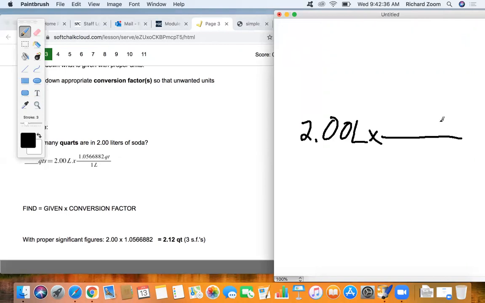then what you would do is write 2.00 liters, then times. Now, what I like to do is do the units before I put any numbers in. So I know that quarts goes up here, that's what I want. And somebody's saying something to me, I'll get that in a second. And liters goes on the bottom. And these numbers here, the 1.0566882 and the 1 liter, that comes from the conversion chart.